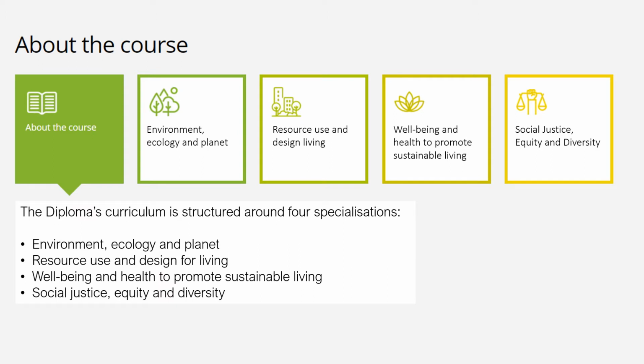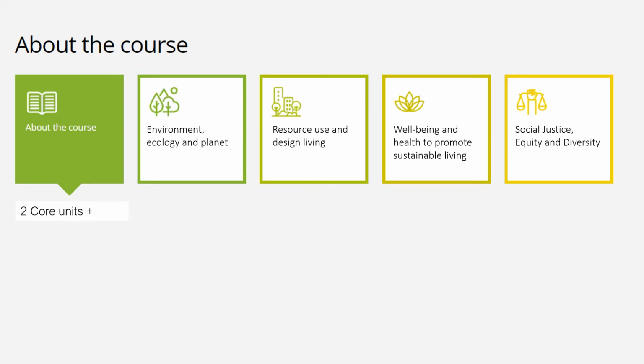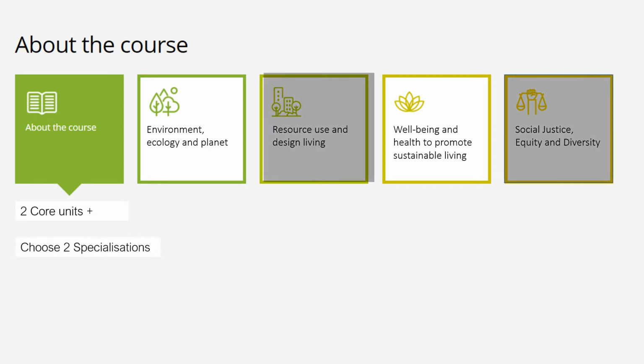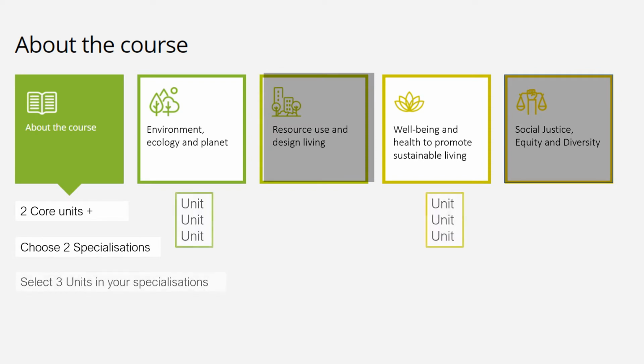The Diploma's curriculum is structured around 4 specialisations: Environment, Ecology and Planet, Resource Use and Design for Living, Wellbeing and Health to Promote Sustainable Living, and Social Justice, Equity and Diversity. To complete the diploma, you'll study 2 core units and then choose 2 specialisations in your area of interest. You'll need to select 3 units under each of your specialisations.